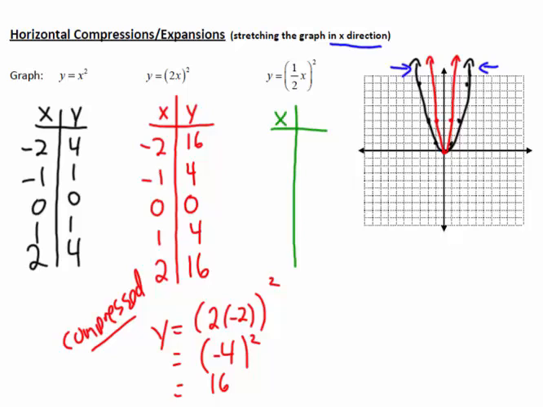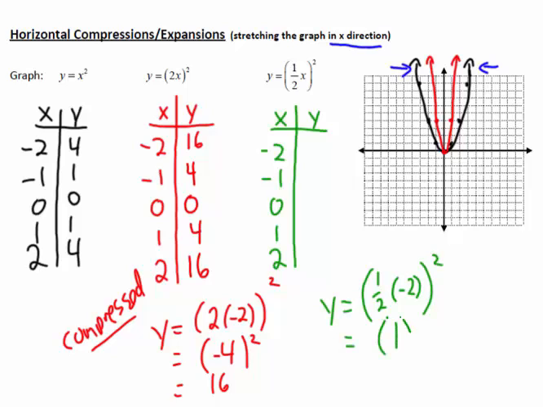Same thing, same points: -2, -1, 0, 1, 2. If we use those values, and again, let's do one calculation to show what we're doing here. It's 1/2 multiplied by -2, and the whole thing is squared. This would become -1 squared, which would make this 1. So at -2, we would be at 1.